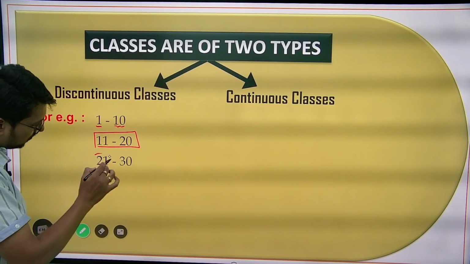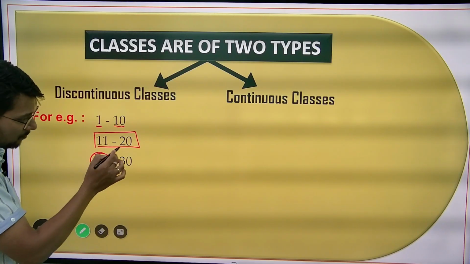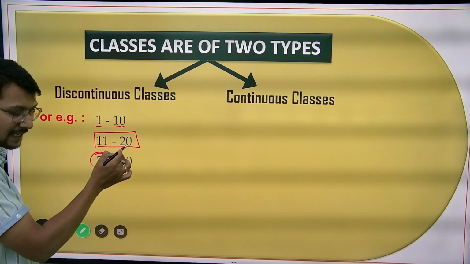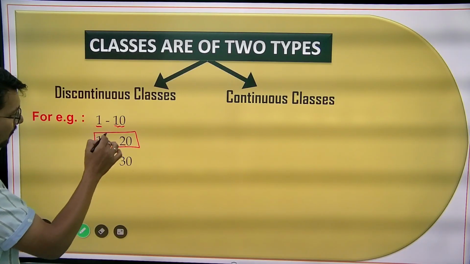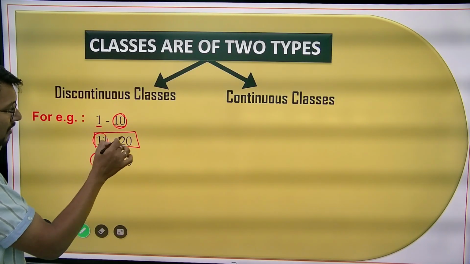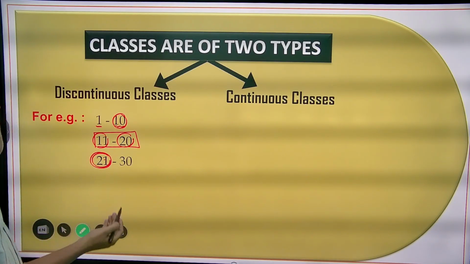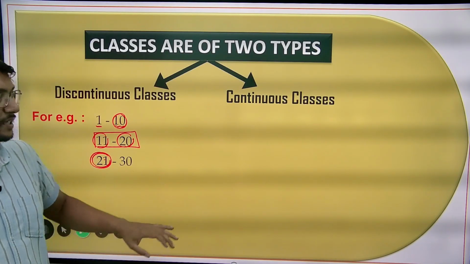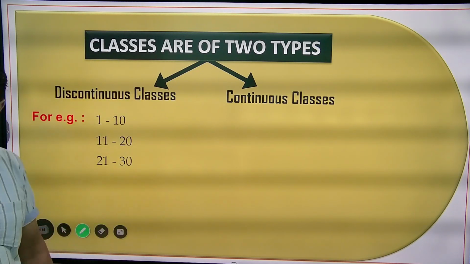Check करो. Lower class limit of third class and upper class limit of second class are different. Both are different. If that will be same, upper class of first, lower class of second, upper class of second, lower class of third, that is continuous. But this is discontinuous classes example. Clear?